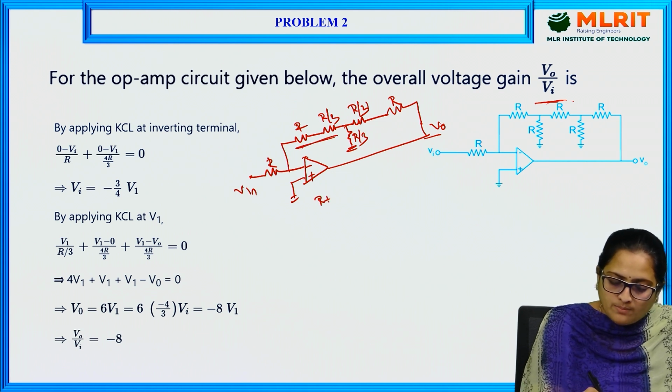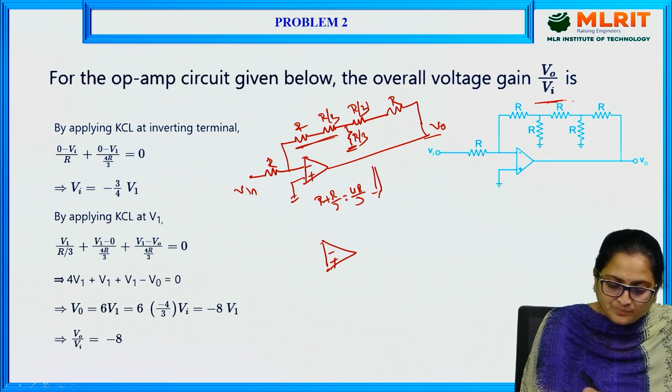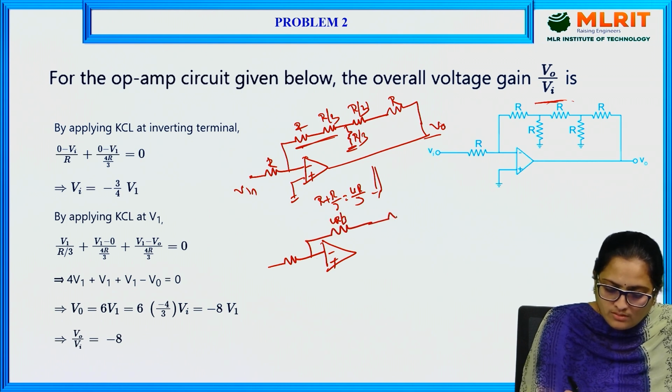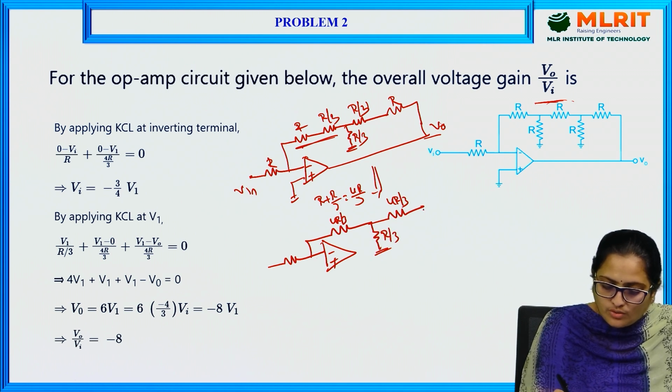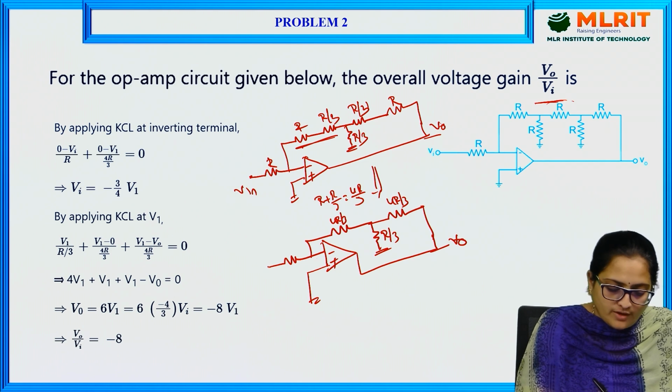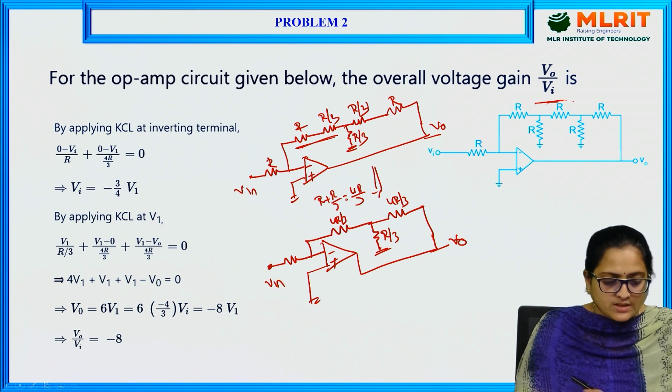So R plus R by 3, which is 4R by 3, and again this can be simplified as R. This is 4R by 3, and this is also 4R by 3, and again this is R by 3 connected to ground. This is the positive terminal, this is V0. So this is a simplified version of the given circuit.